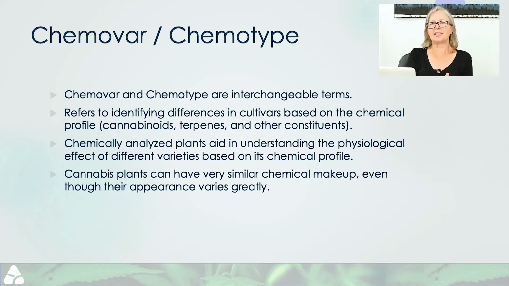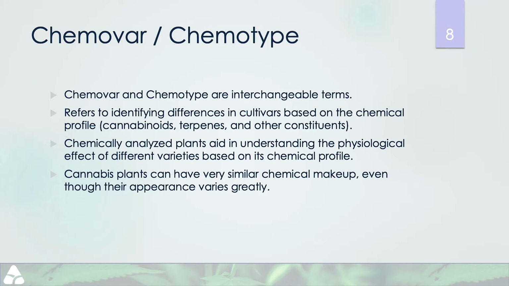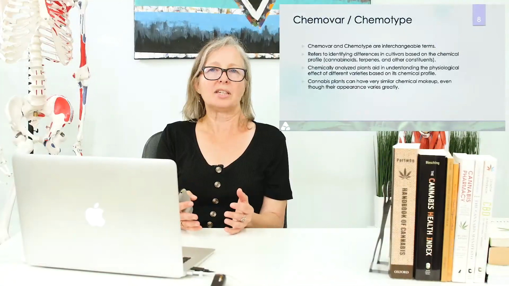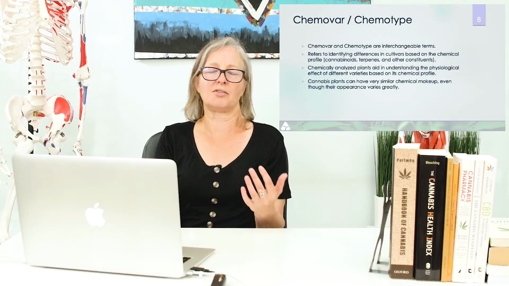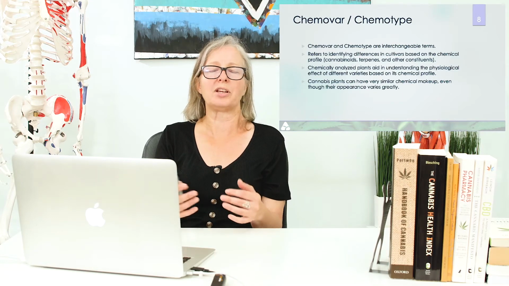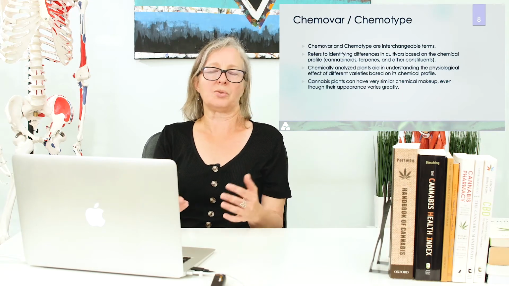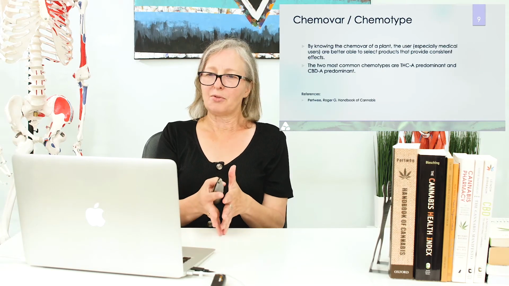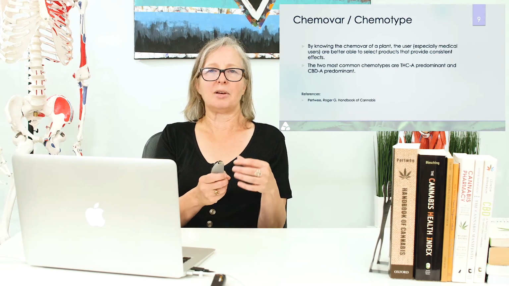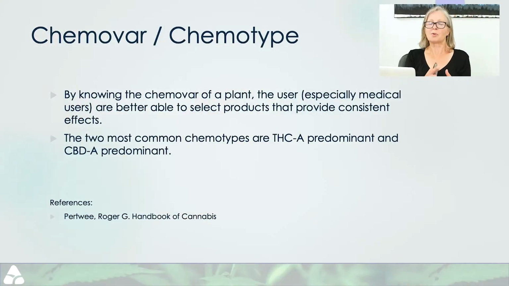Plants can have very similar chemical makeup, but their appearance can vary greatly. And that's really just due to growing conditions. The two different plants might have gotten different light, or different watering, different soil. Those kinds of things can happen. When we know the chemovar of a plant, especially for medical users, as we said, we're better able to select the products that are going to be very similar to that.